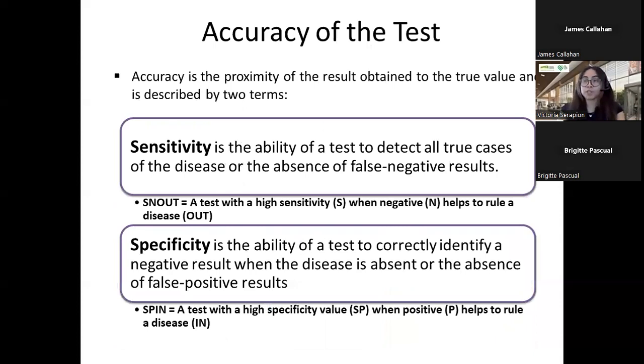So these are more terms that we should get to know in order to be able to discuss the outcome of these results. So accuracy measures how close the result obtained is to the true value. And it's described through two terms, sensitivity and specificity. So sensitivity is the ability of a test to detect all true cases of the disease, or the absence of false negative results. And specificity is the ability of a test to correctly identify a negative result when the disease is absent, or the absence of false positive results.